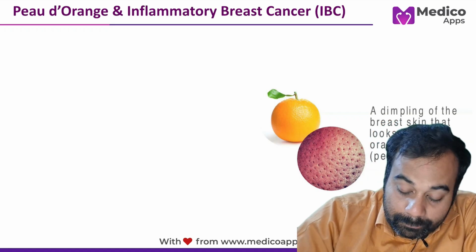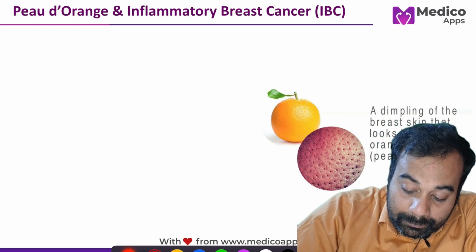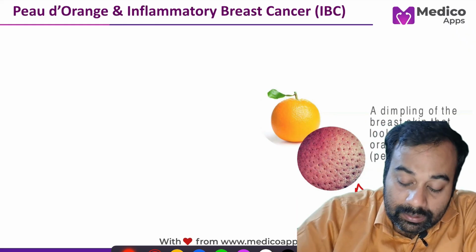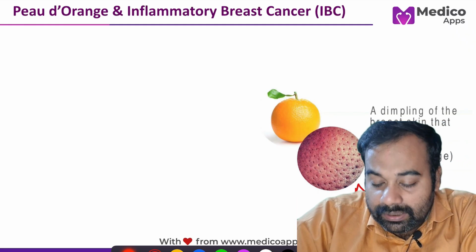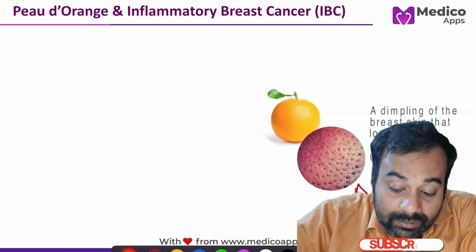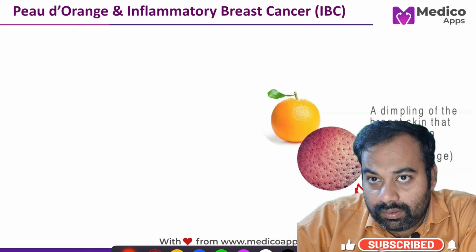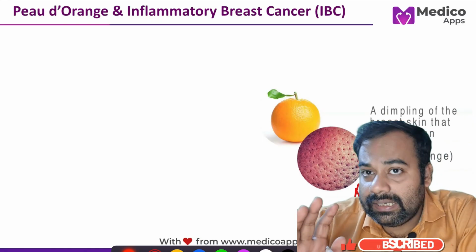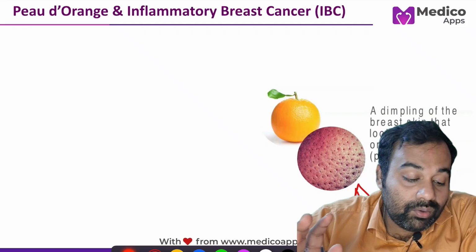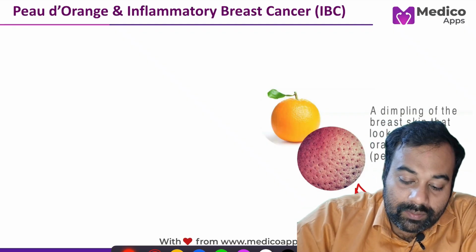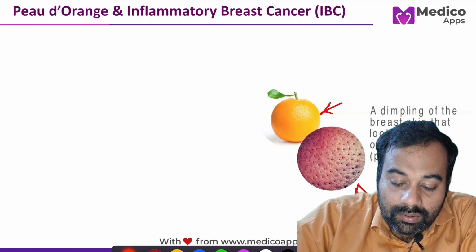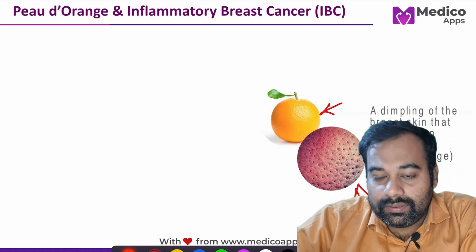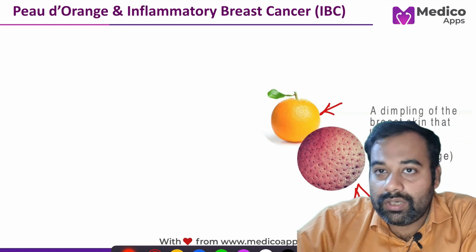So this is the general appearance of the Peau d'orange. You can see that, right? There is a gross skin edema that you can see. With that, there is a dimpling appearance or small pitting appearance of the skin. So this is your Peau d'orange. It looks similar to the peel of the orange, right? So that's why it's known as Peau d'orange.